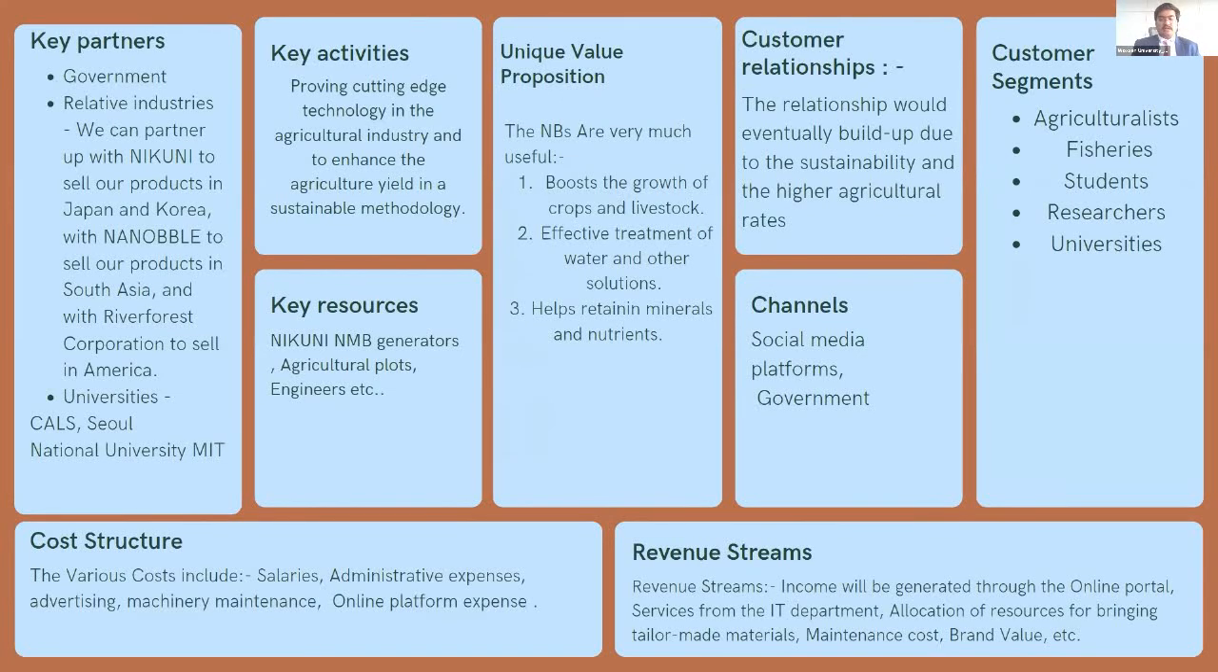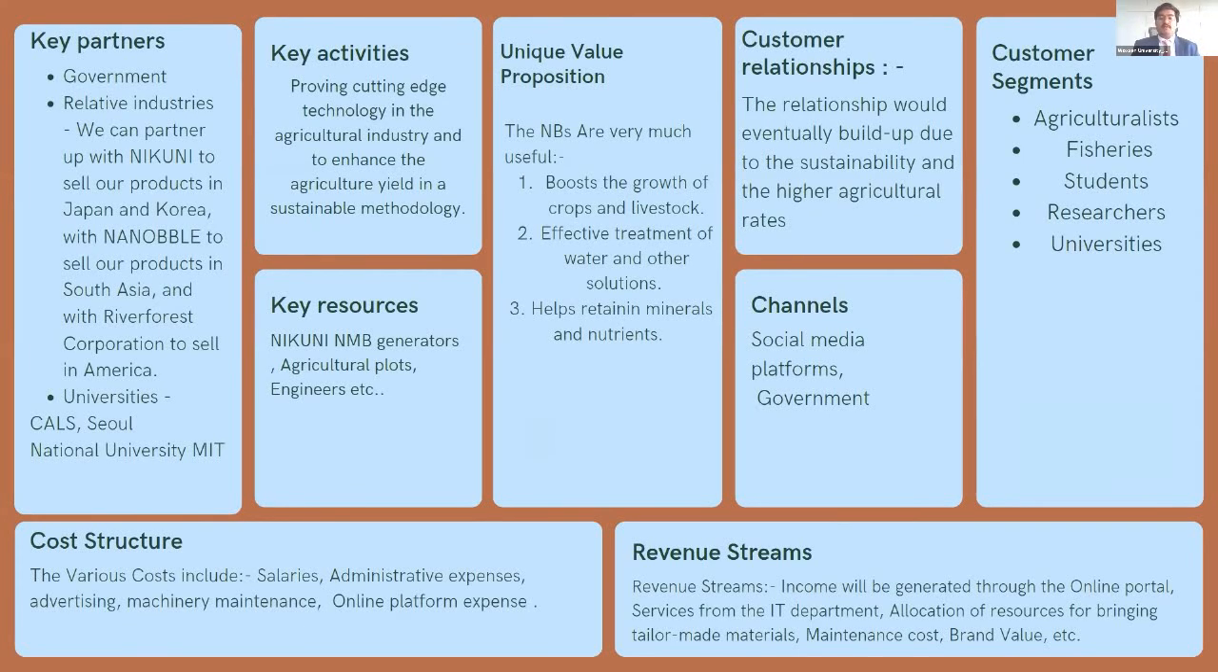Our revenue streams: the income will be generated through the online portal services from the IT department. Allocation of resources for bringing in tailor-made materials, maintenance cost, brand value, etc. Our key activities would be providing cutting-edge technologies in agricultural industries to enhance agricultural yield in a sustainable methodology. Our key resources would be Nukini NMB generators, agricultural plots, engineers, etc. Our key partners would include the government and related industries.